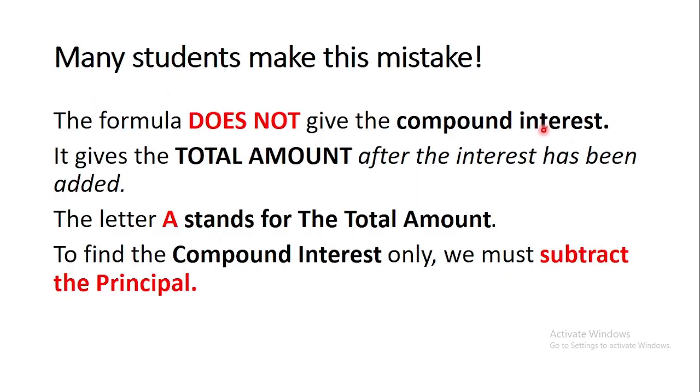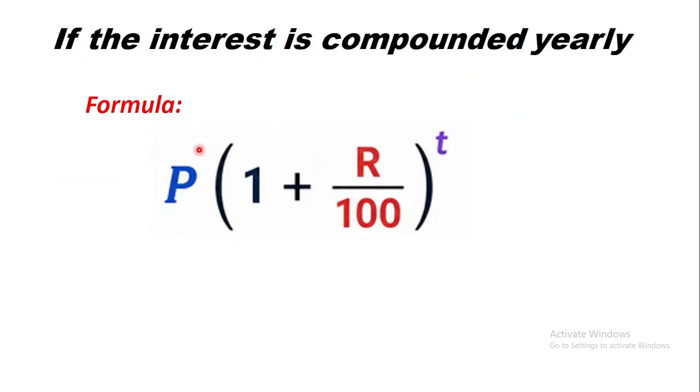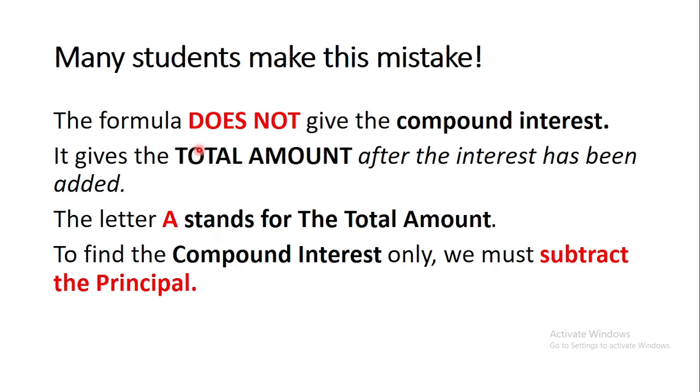We use the formula, yes, but that won't automatically give you the compound interest. What it gives is the total amount, after the interest has been added. So that formula is the formula for finding the total amount, after adding both the money that you invested plus all the interest after a certain number of years. So the letter A stands for the total amount, and to find the compound interest only, we must subtract the principal.